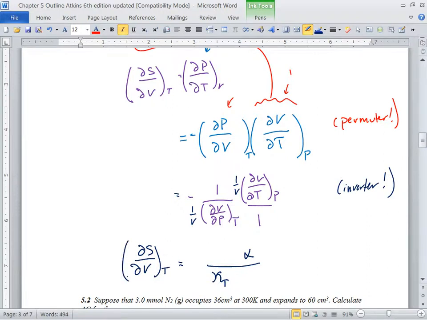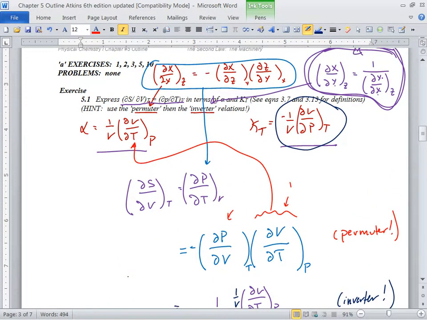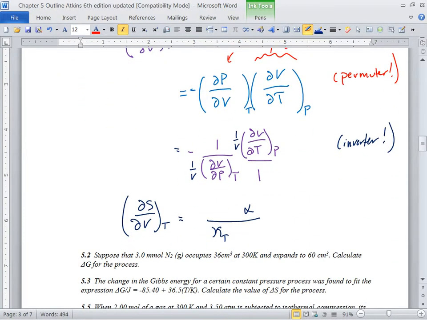Okay, not a very fun problem. I don't know how you do it without being told permute and then invert, unless you have the solution manual, right? Okay. 5.2.